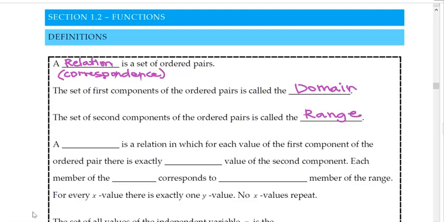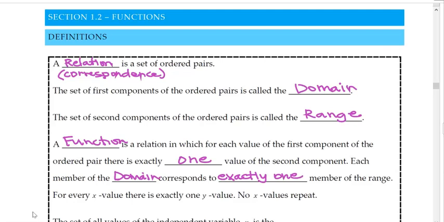So now we can get to talking about what a function is, right? A function is a relation in which for every value of the first component of the ordered pair, there is exactly one value of the second component. Each member of the domain corresponds to exactly one member of the range.